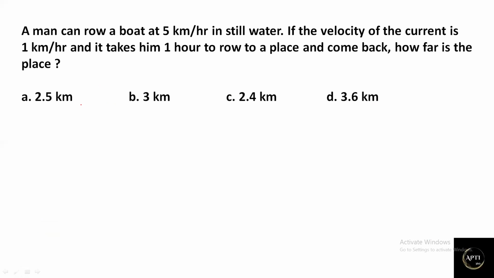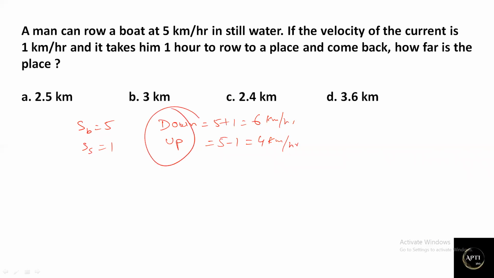Now see here, we have the speed of the boat equal to 5 and the speed of the stream equal to 1. Now how can I find downstream? Downstream is equal to 5 plus 1, which is 6. Correct. Now how can I find upstream? 5 minus 1, which is equal to 4 kilometers per hour. Here downstream is 6 kilometers per hour. We know downstream and upstream.